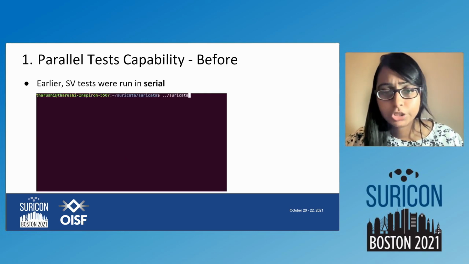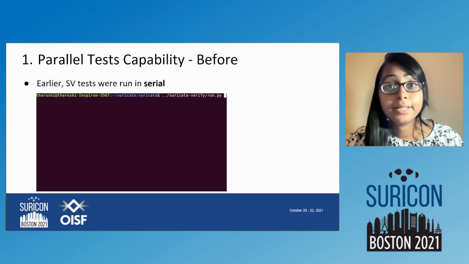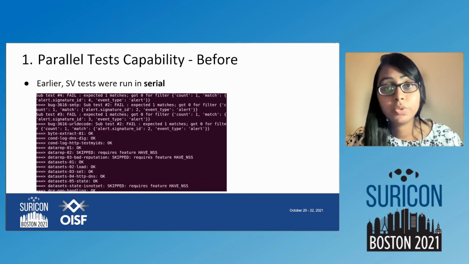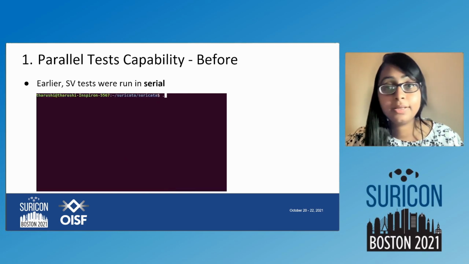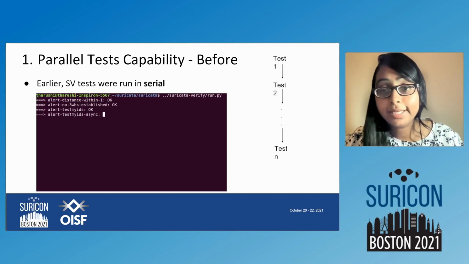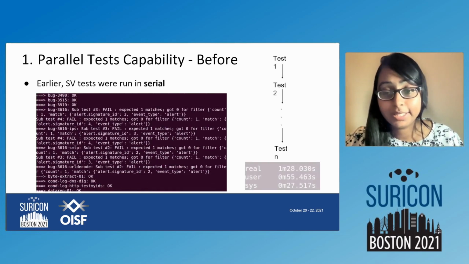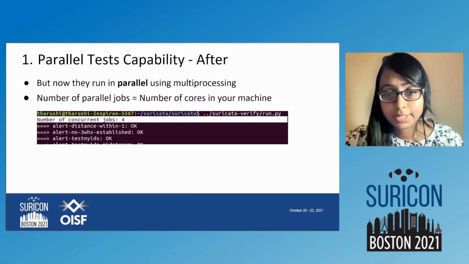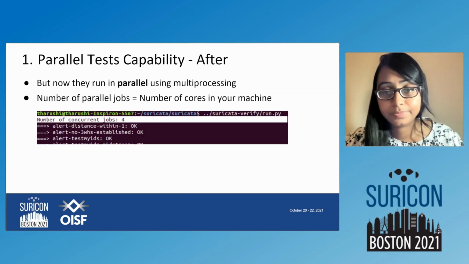Moving on to the first issue of parallel tests capability. Earlier, the tests in Suricata Verify were running serially, that is, of course, one after the other. And the total elapsed time was 128. But now, using multiprocessing, they run in parallel.